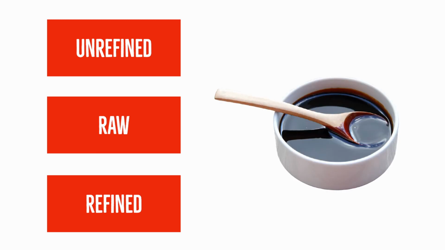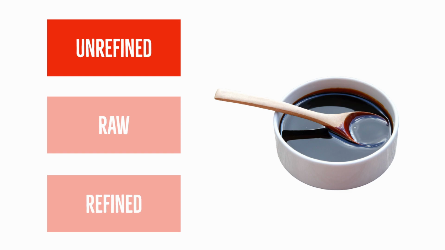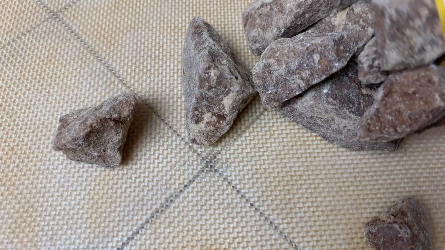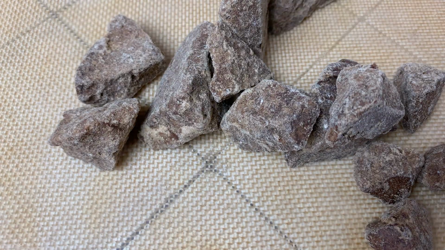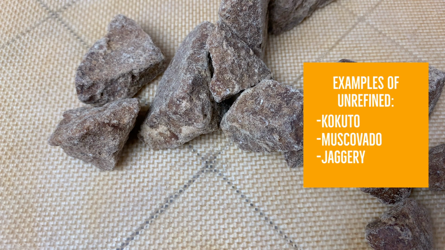What manufacturers categorize as unrefined, raw, or refined are basically labels to identify how much of the original molasses remains with the crystals. Unrefined means that the sugar is very minimally processed so that it retains basically all of its original molasses. An easy way to tell if a sugar is unrefined is that it's usually dark brown or comes in chunky blocks. This Japanese black sugar that I have on hand, called kokuto, is an example of unrefined cane sugar, along with others like muscovado and jaggery.